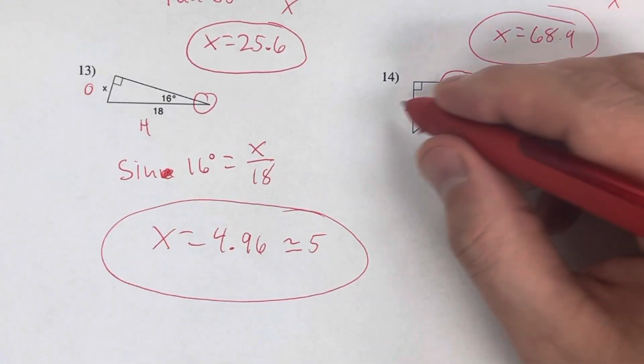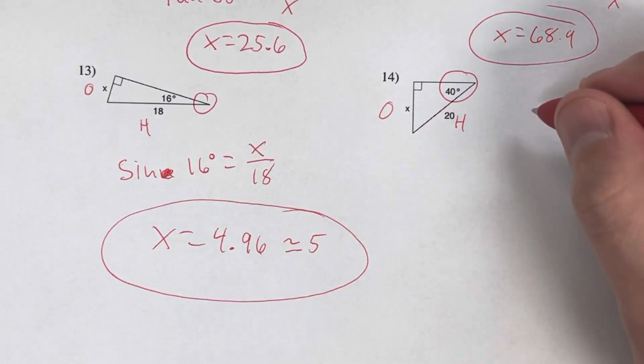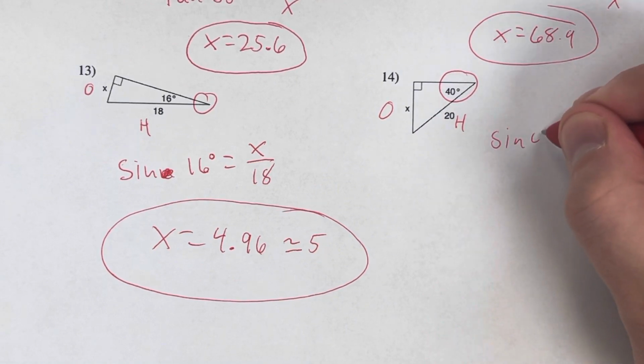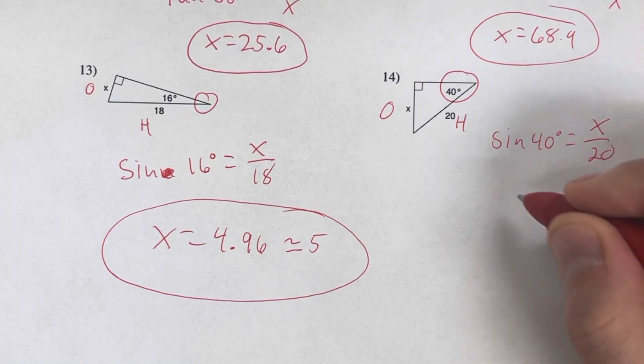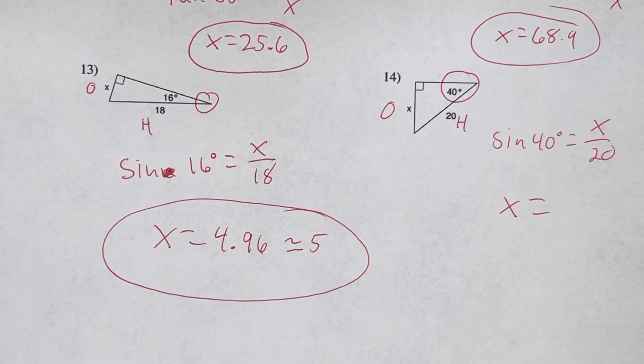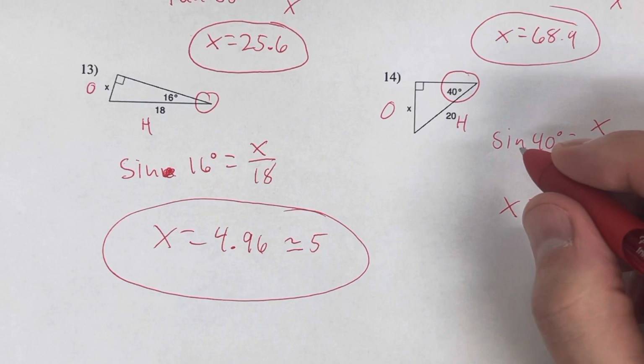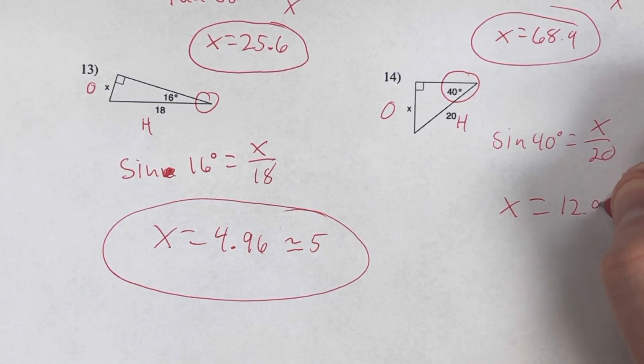And our last one, opposite, hypotenuse. Sine 40 equals x over 20. X equals 12.9. All right, that's all we got.